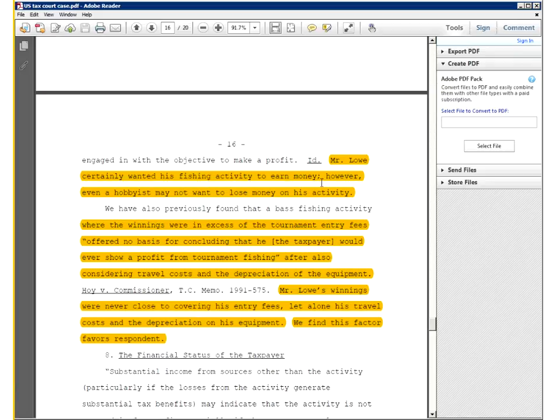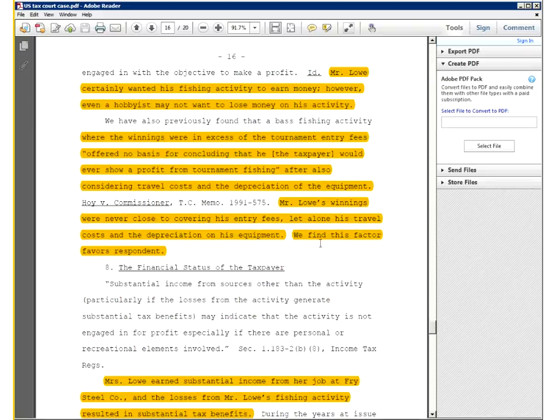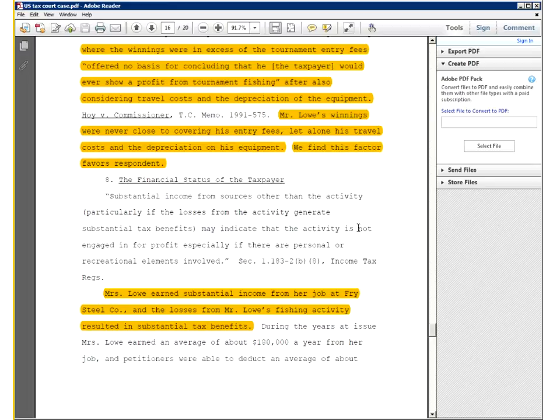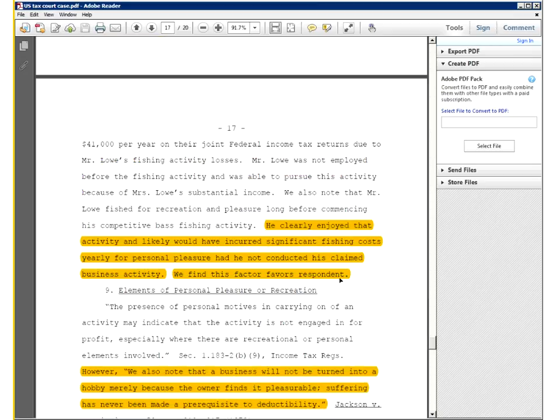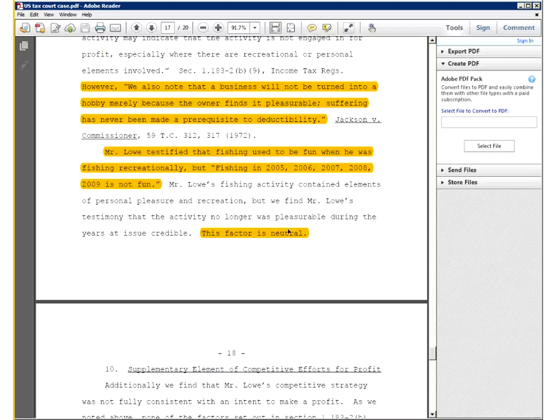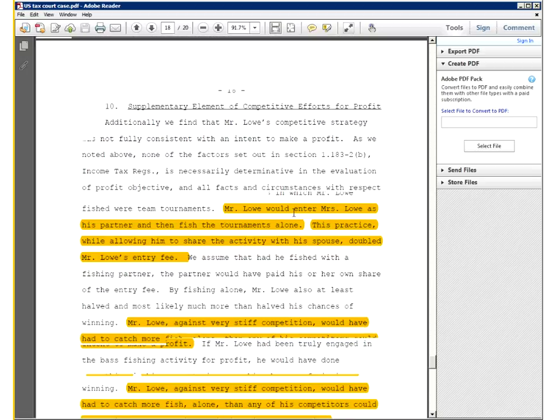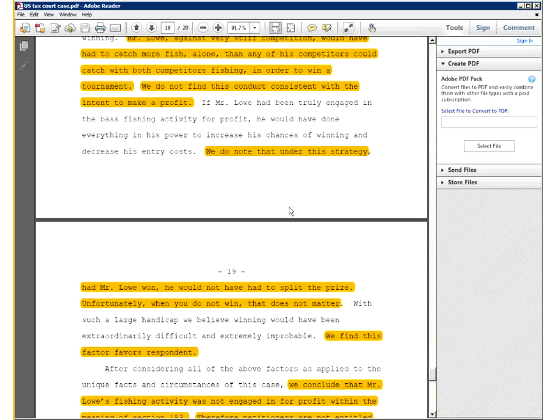The court did say, yeah, you wanted to make money, but that doesn't mean you necessarily did, or were even going to at any time. So the IRS won that rule. The financial status of the taxpayer, they are in a much higher bracket. So this one went to the IRS as well. As you can see, this one was neutral. They win a whole bunch of things.